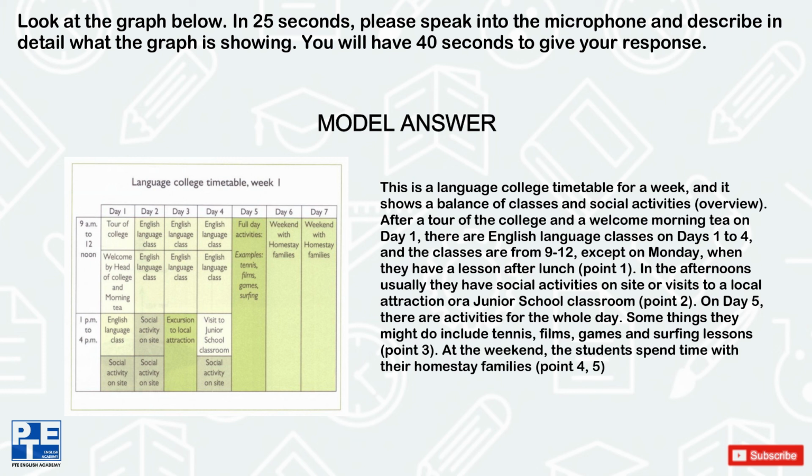after lunch, point 1. In the afternoons, usually they have social activities on site or visits to a local attraction or a junior school classroom, point 2. On day 5, there are activities for the whole day. Some things they might do include tennis, films, games, and surfing lessons, point 3. At the weekend, the students spend time with their homestay families, point 4, 5.